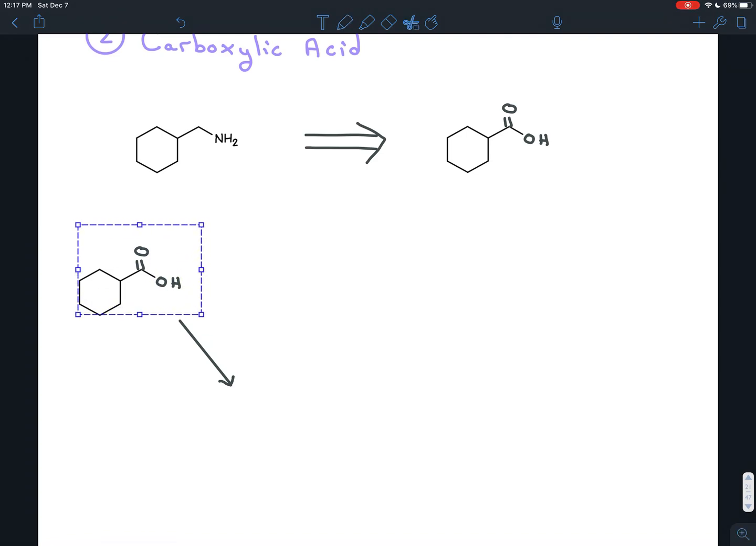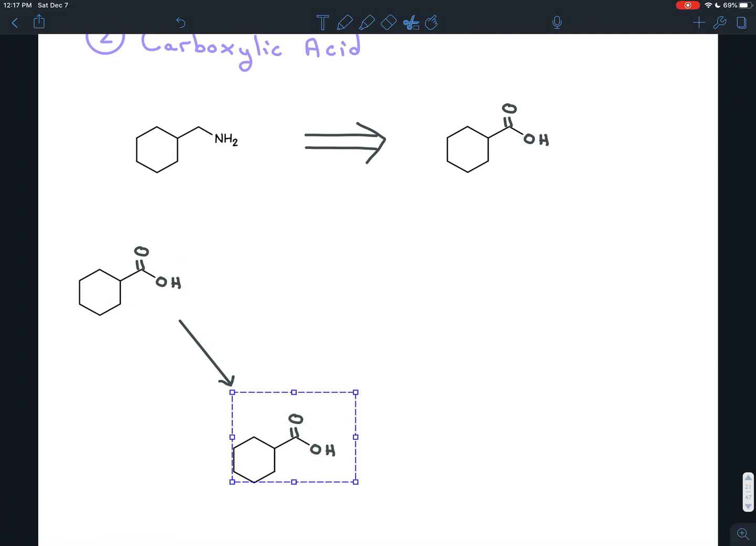We can do that and make our reaction more efficient by turning that into an acid chloride, the most reactive of the carboxylic acid derivatives, and we don't have to worry about that acidic hydrogen anymore. So we treat that with thionyl chloride, SOCl2, that's what creates that transformation.